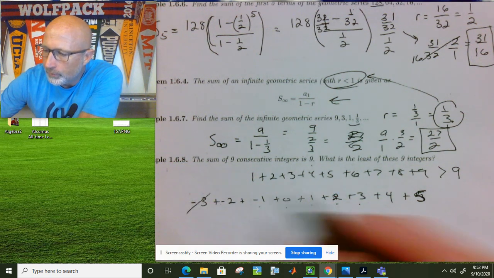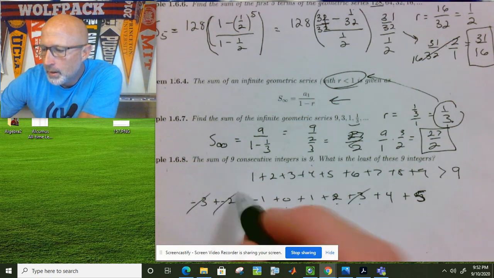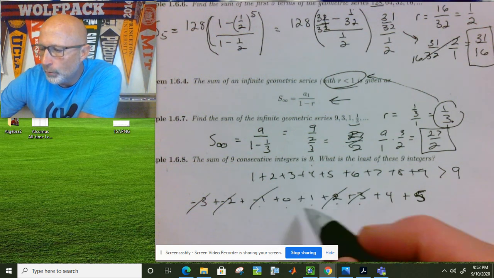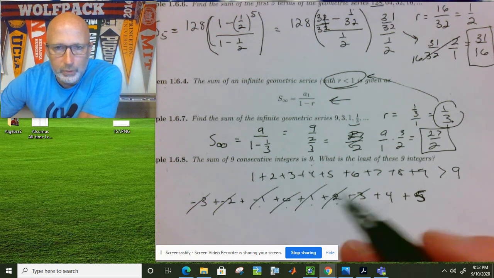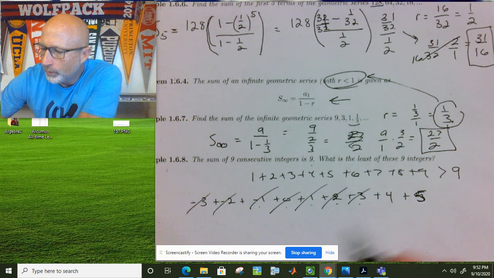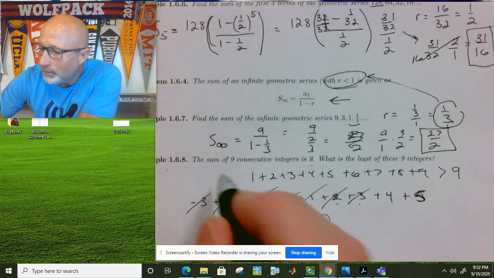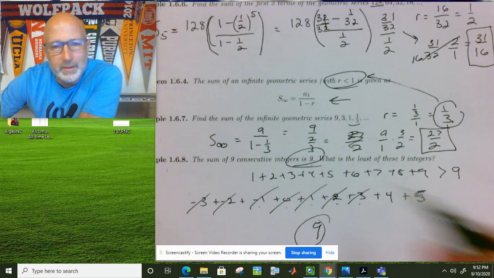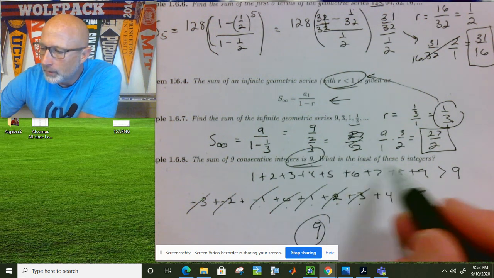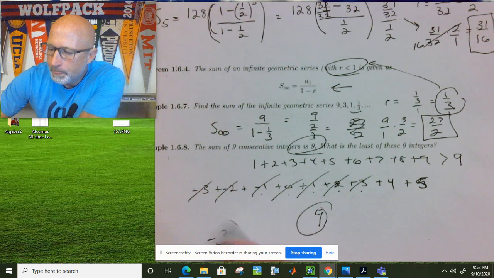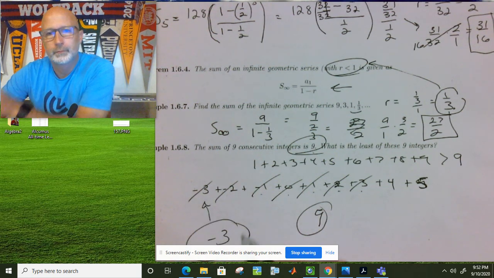Well, if you notice, -3 and 3 cancel each other out. -2 and 2 cancel each other out. -1 and 1 cancel each other out. 0 is already canceled out. So you're left with 4 plus 5, which gives you 9, which is actually what I was looking for. Okay, the sum is 9. So what's the least of these integers? It's -3. Okay?